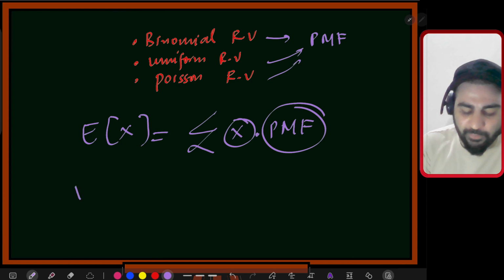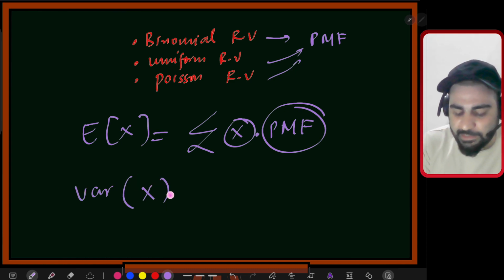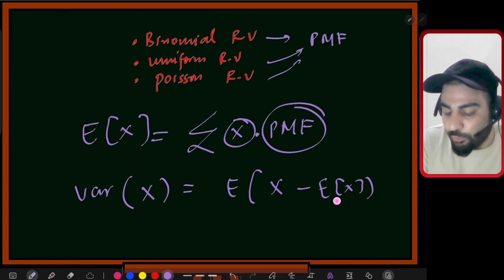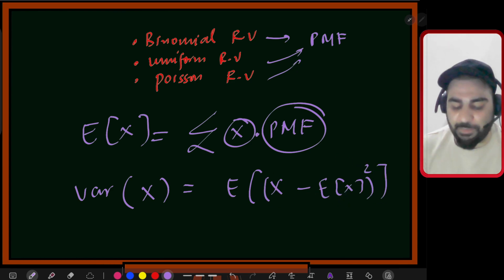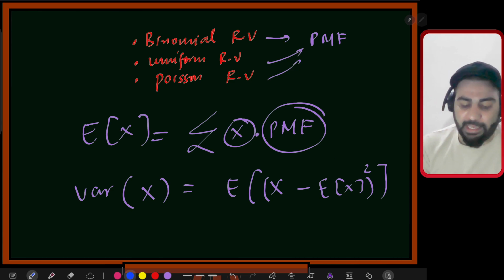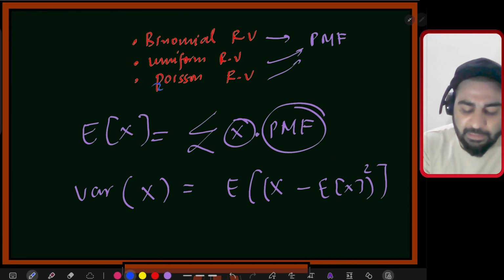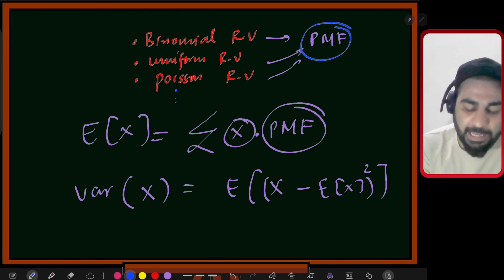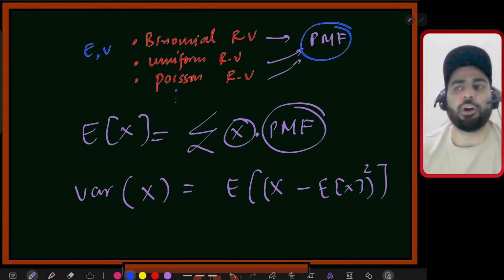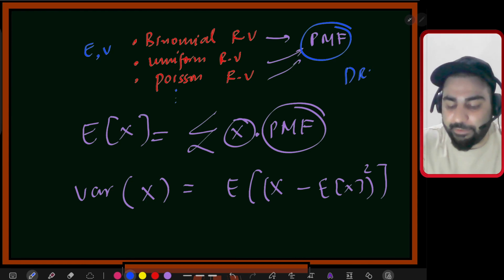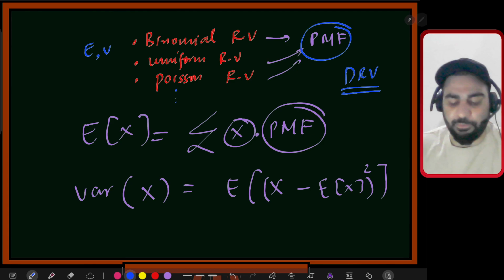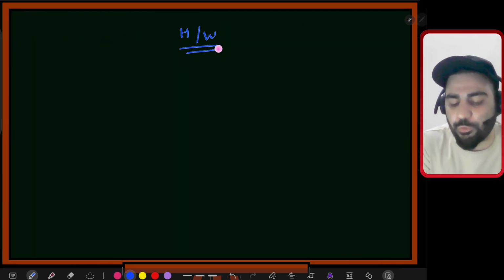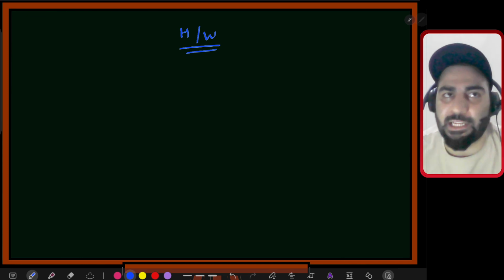You know how to compute variance. Variance of x is the expectation of the random variable subtracted by the expectation of x, whole square, and then take the whole expectation of this. Can you do one thing? For whatever discrete random variables we studied, can you take their PMFs and compute the expectation as well as the variance for all of them? Now I have given you two homeworks. It won't be part of the assignment, but you should do it. That's how you will thoroughly understand what expectation and variance are.